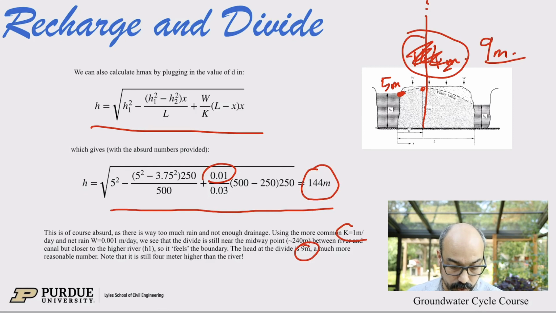The other thing to note here is that the divide itself is at 240 meters, not 250, meaning now we're closer to that higher river. So we shifted the divide to the left, meaning we're feeling the boundary a little bit. So that river now is contributing water towards you. So you're not right in the middle like before. It was completely insensitive to the rivers, but now you're actually feeling the boundary a little bit. So you're not exactly in the middle.